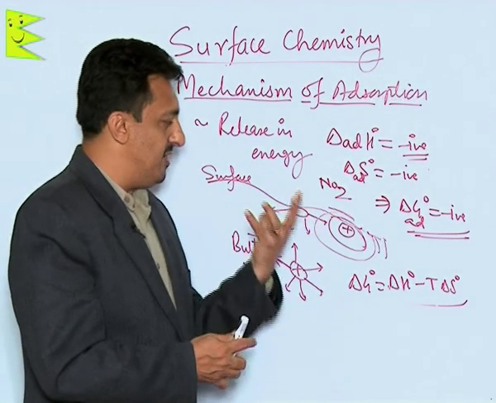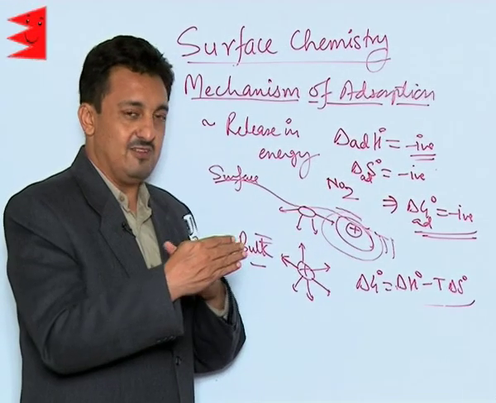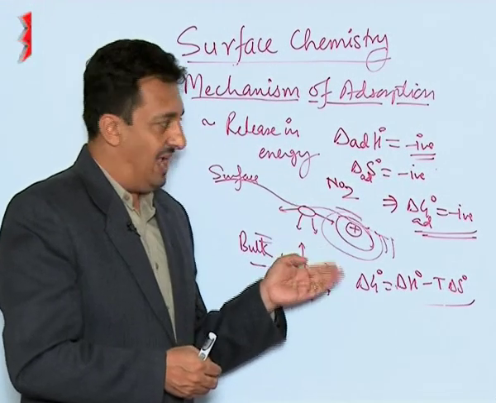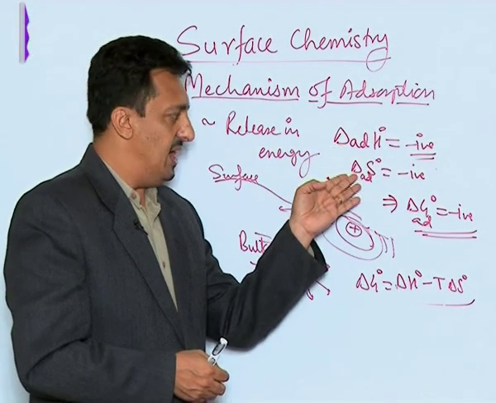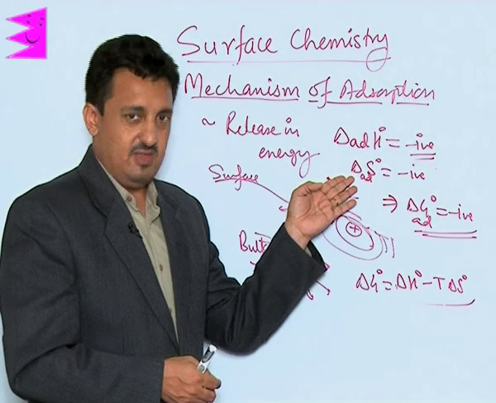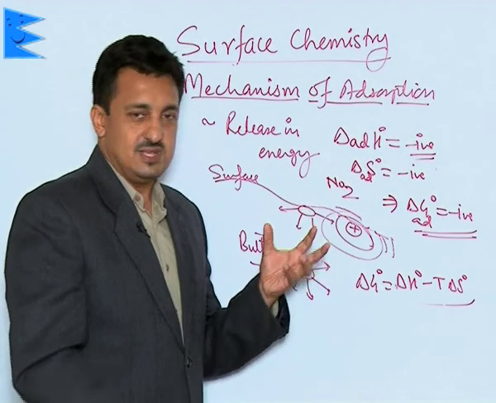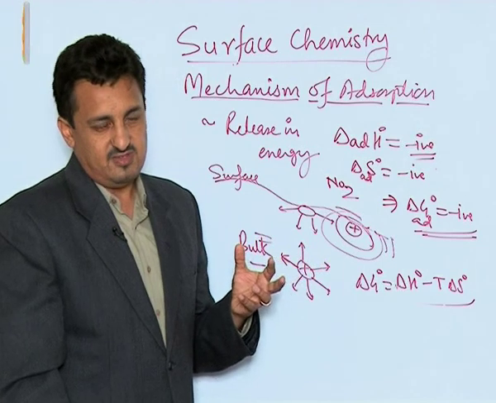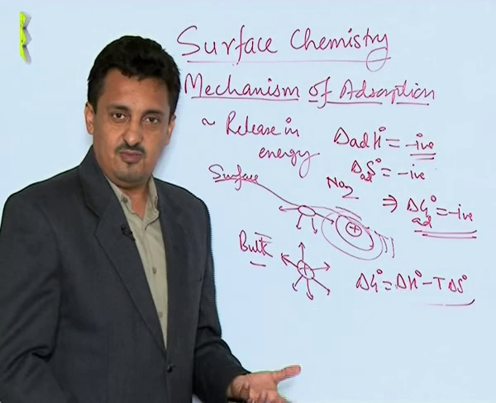So this is what you have to understand, the mechanism. It is the forces of attraction which develop between adsorbate and adsorbent, and therefore the enthalpy of adsorption is always negative. Entropy of adsorption is also negative, because we are considering the adsorption of gases on solids. And overall, since all of these adsorption processes are spontaneous, delta G is negative. So this is the relationship we have.